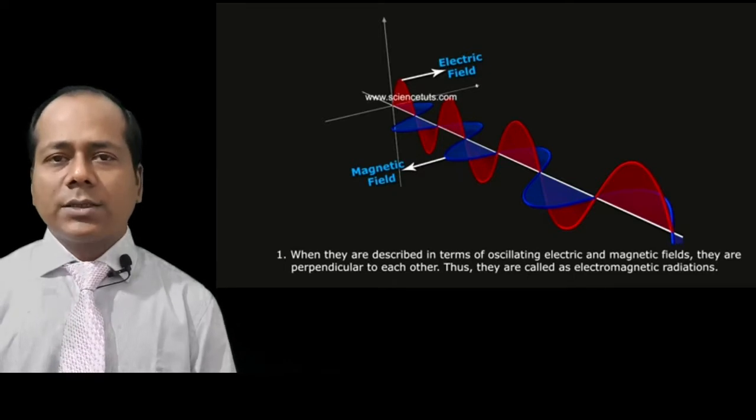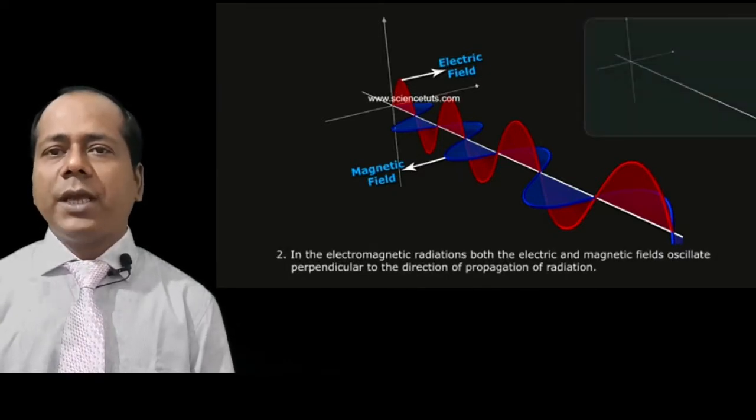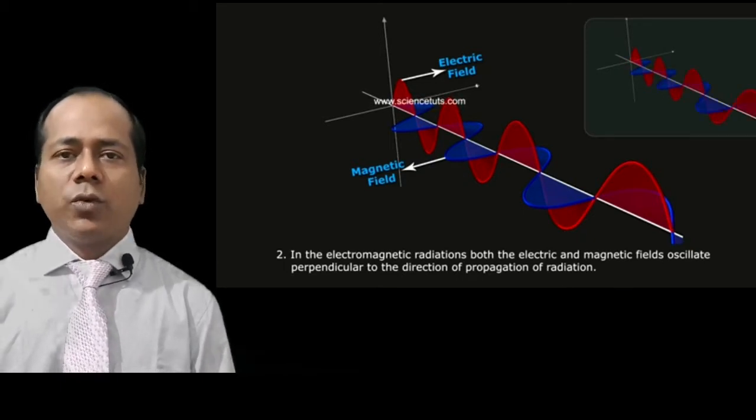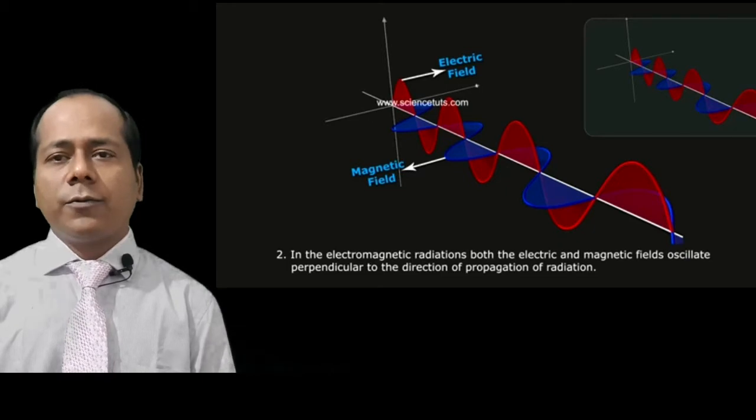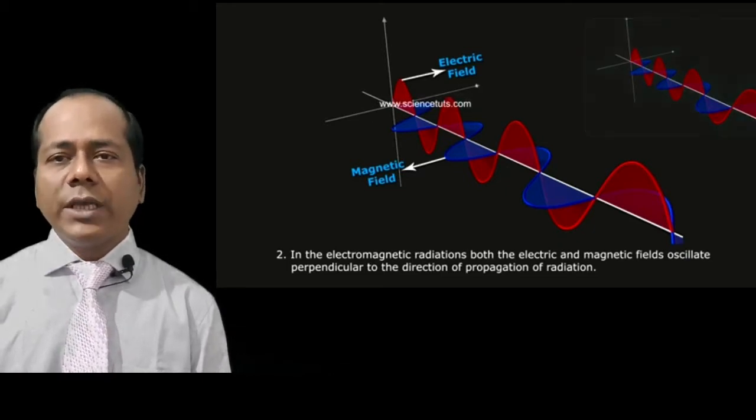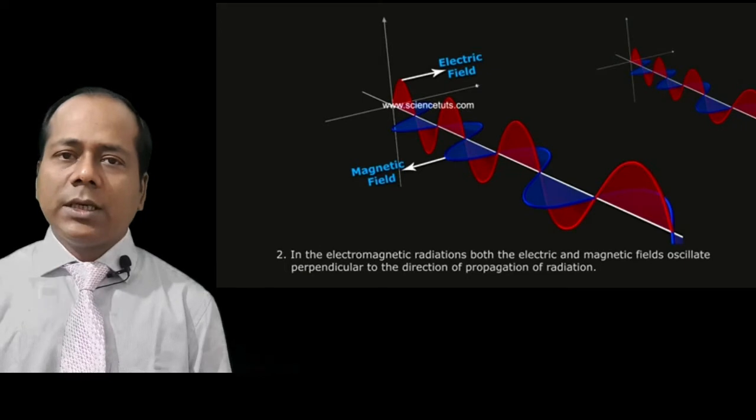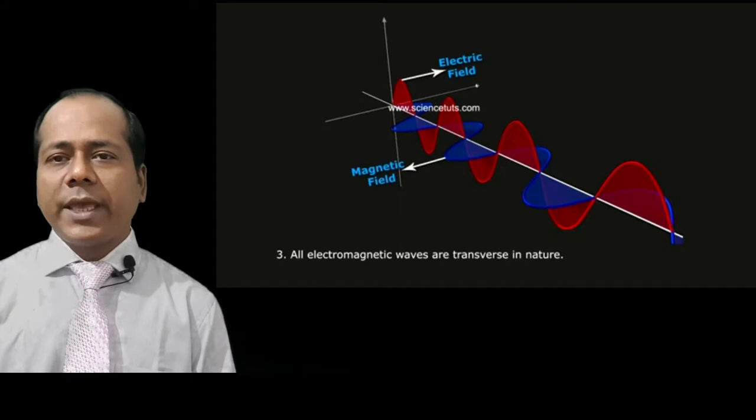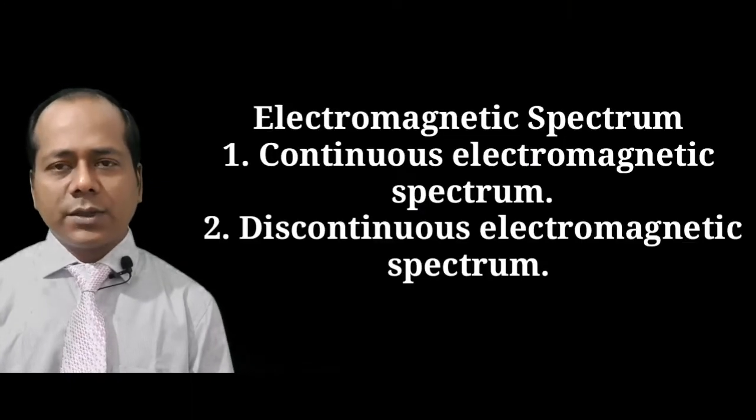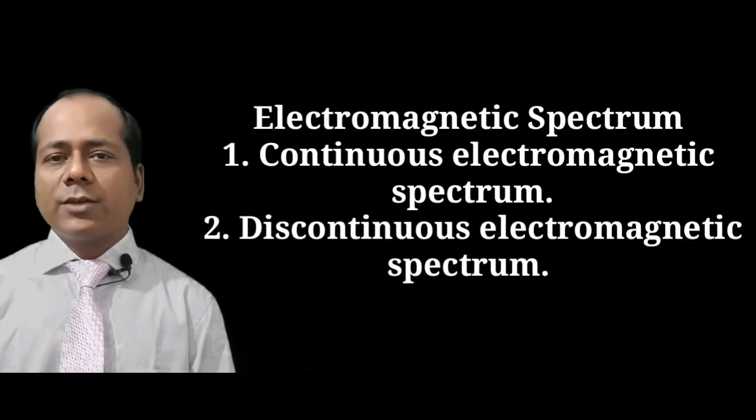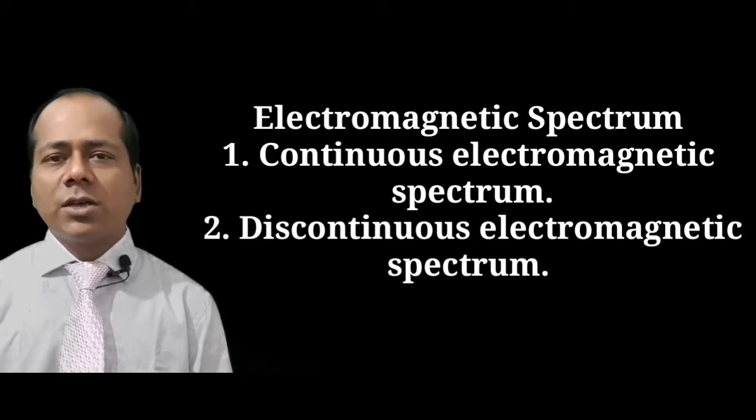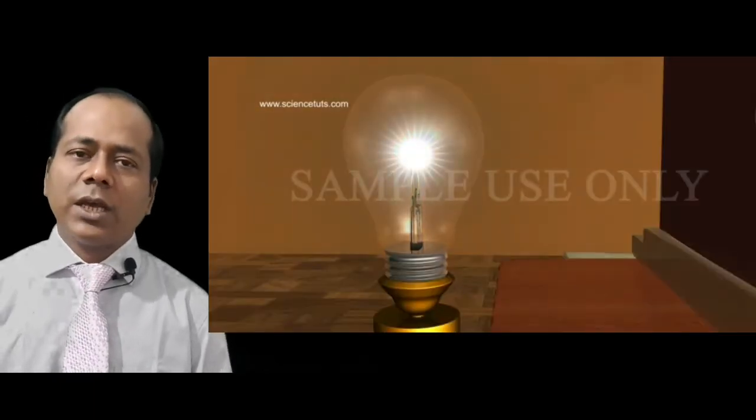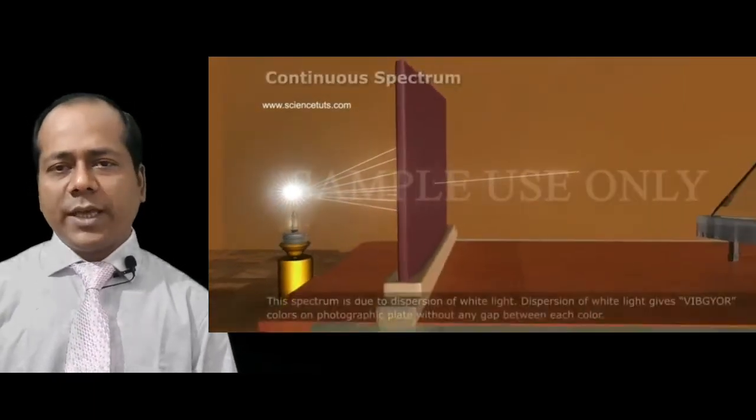In other words, the whole spectrum obtained when different electromagnetic radiations are arranged in increasing order of wavelength or decreasing order of frequency is called the electromagnetic spectrum. Electromagnetic spectra are of two types: continuous electromagnetic spectrum and discontinuous electromagnetic spectrum. So let's discuss the continuous electromagnetic spectrum.